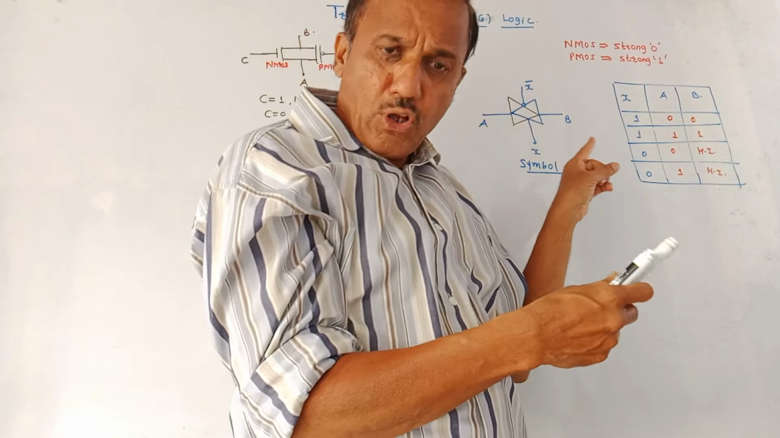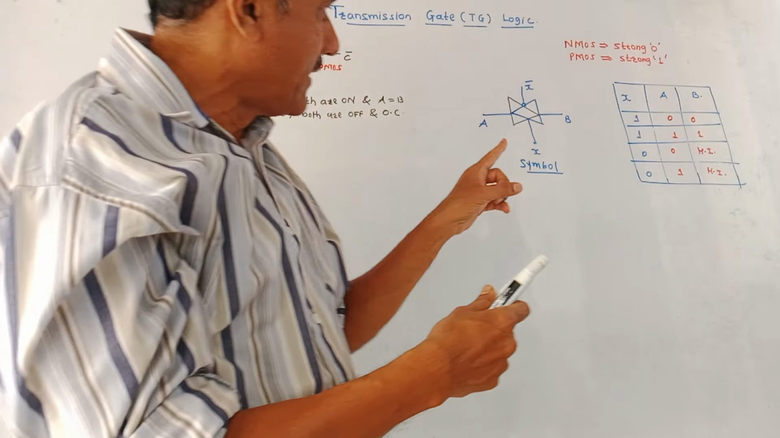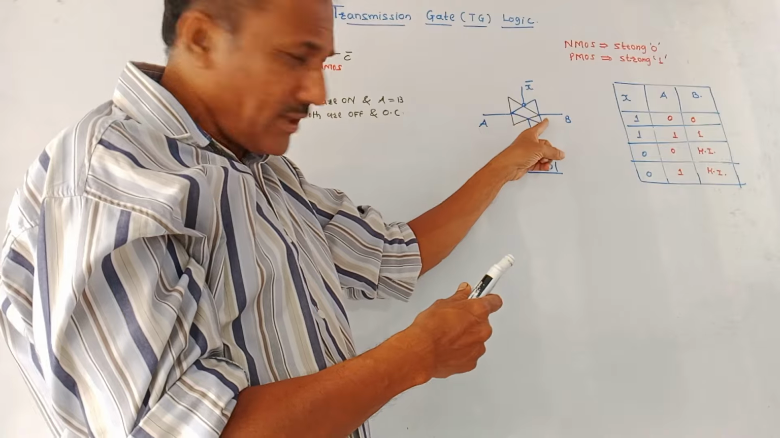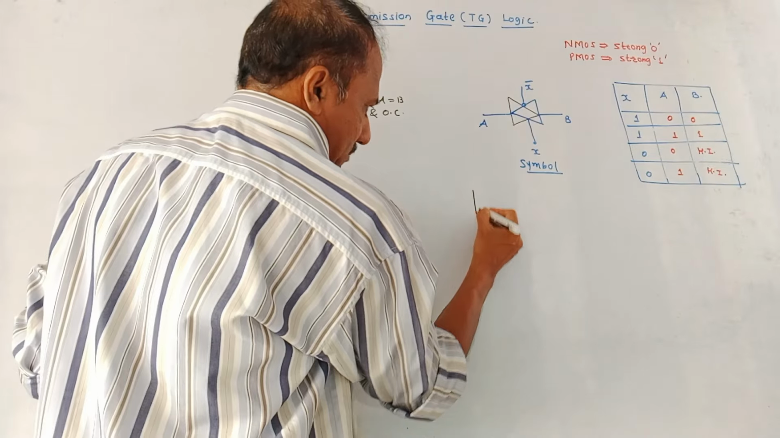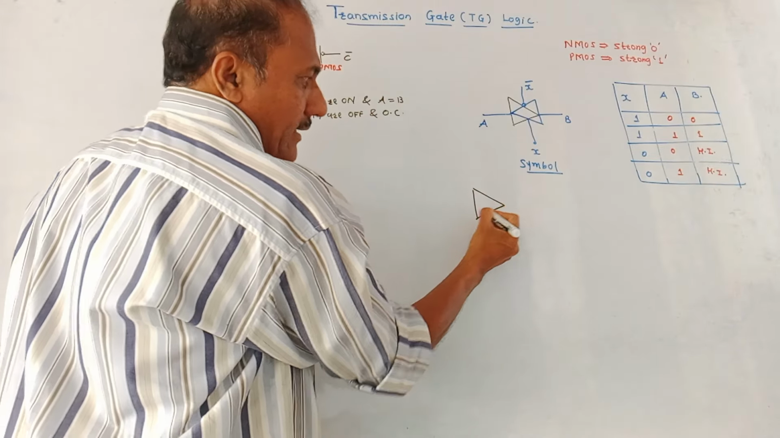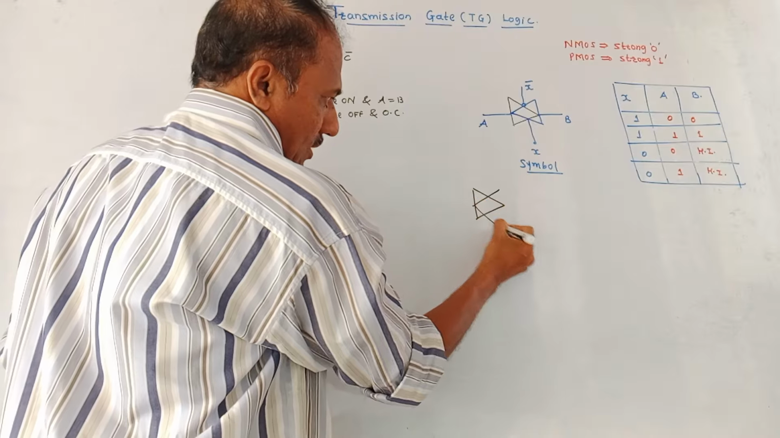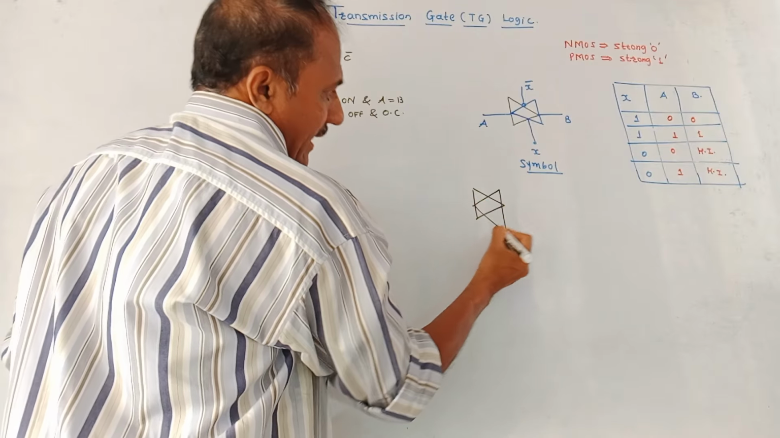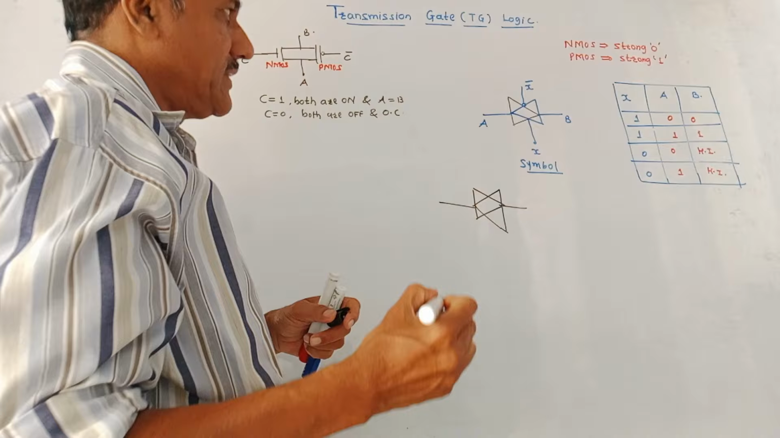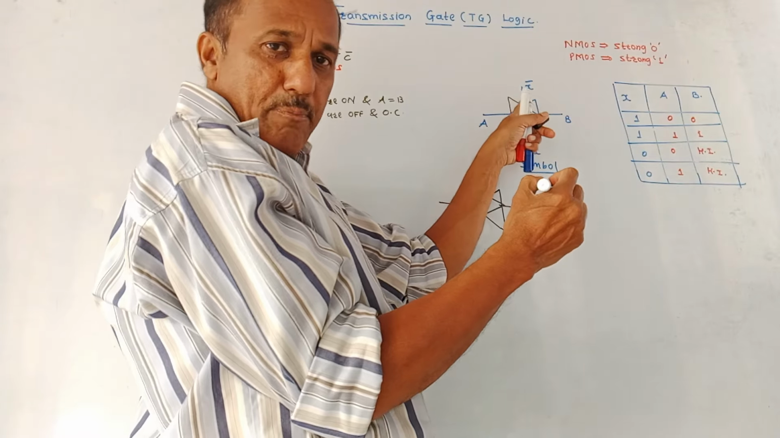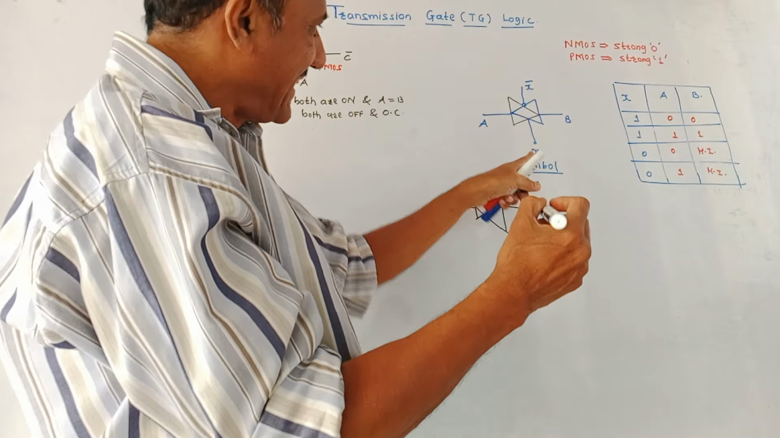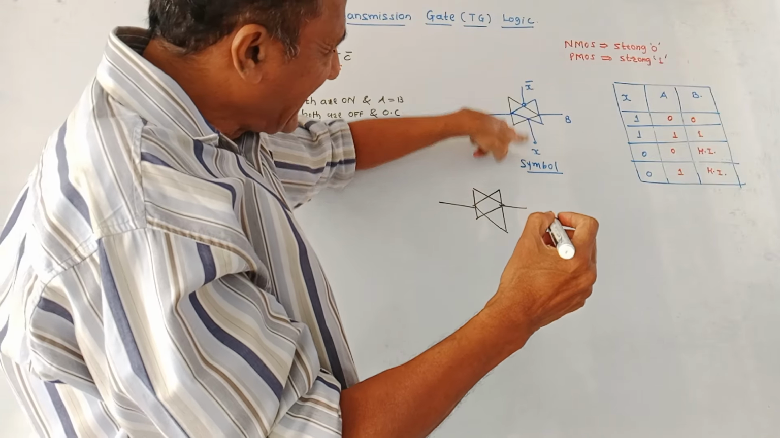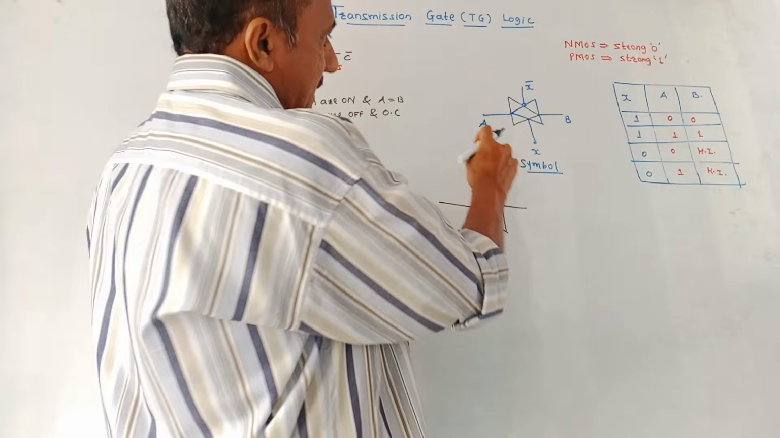Now this is the symbol of transmission gate. Two arrowheads are drawn like this. That means if you want to draw the symbol, one triangle is like this, draw another triangle and another arrowhead like this. So this is the symbol of transmission gate. Upper part is for PMOS, so bubble is there. Lower part is for NMOS. In this symbol, X and X bar are control signals.